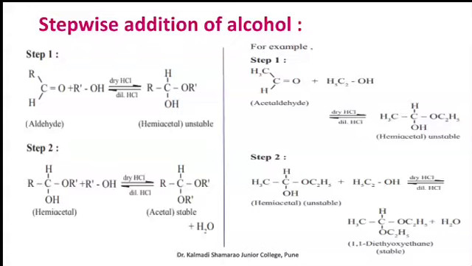For example, in the first step, acetaldehyde CH3C=OH reacts with ethyl alcohol, that is C2H5OH, in the presence of dry HCl to give acetaldehyde ethyl hemiacetal. In the second step, this hemiacetal reacts further with another molecule of ethyl alcohol in the presence of dry HCl to give 1,1-diethoxyethane plus H2O.